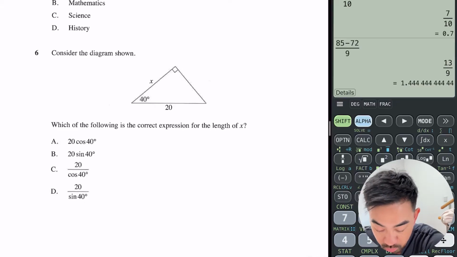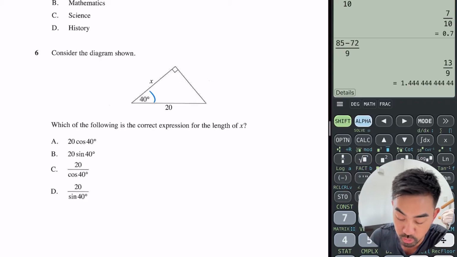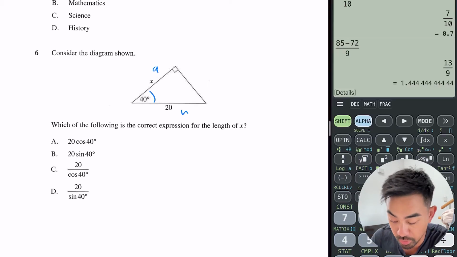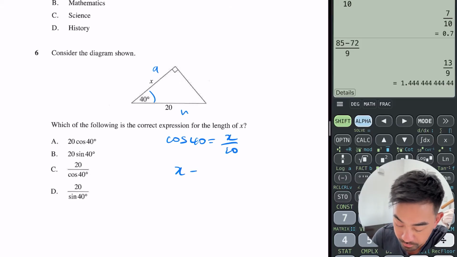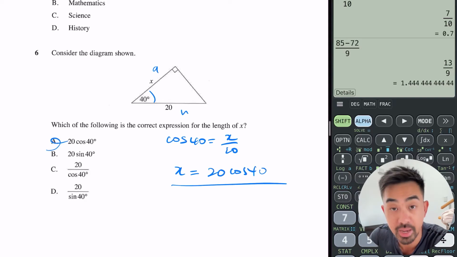6, consider the diagram. Which of the following is the correct expression for length x? All right, so we've got a right angle triangle. We've got adjacent hypotenuse. This will be cos 40 is equal to x over 20. So x is 20 cos 40. I think that's A.